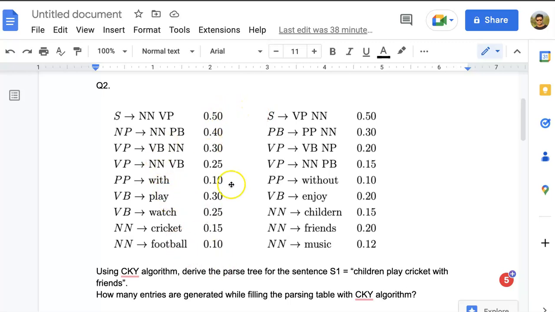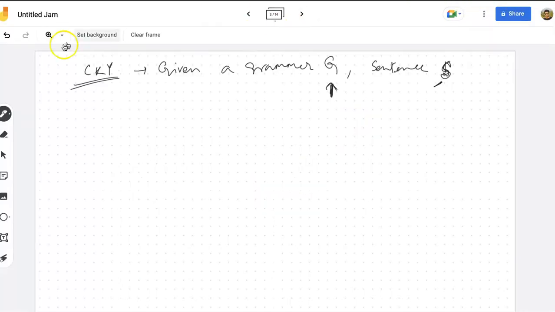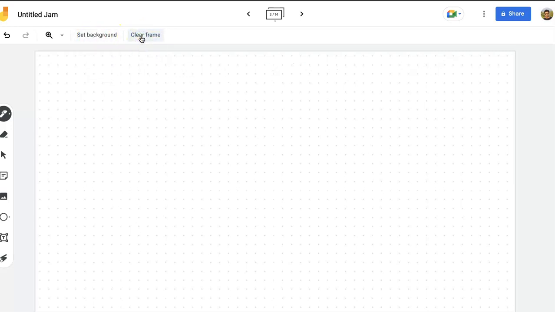Now with this grammar, they are giving you a sentence. The sentence is: children play cricket with friends. Okay, now they are asking you to derive the parse tree of the sentence. So basically we need to use the CKY algorithm to derive the parse. Given the grammar and the sentence, we use this grammar and the algorithm to parse the sentence. Okay, so let's do it. As the sentence is quite big, I don't know, maybe I cannot finish it, but let's still start. Okay, let me write it here somewhere, so it will be easy for me. So the sentence is children play cricket with friends.